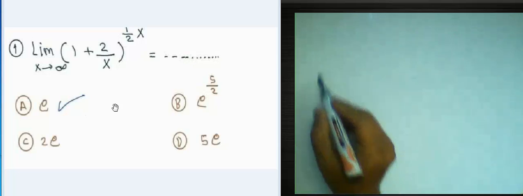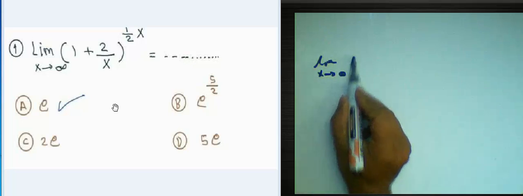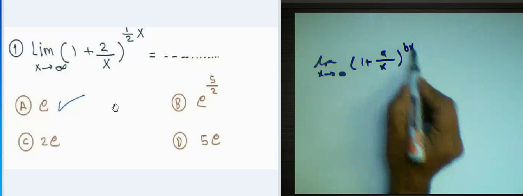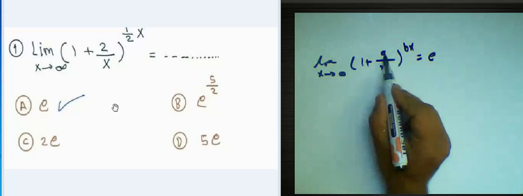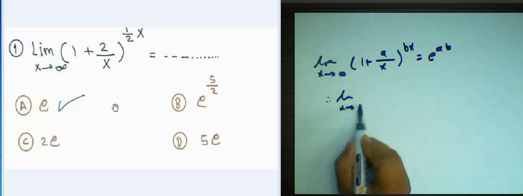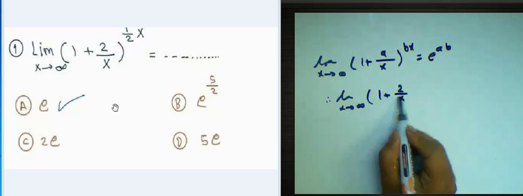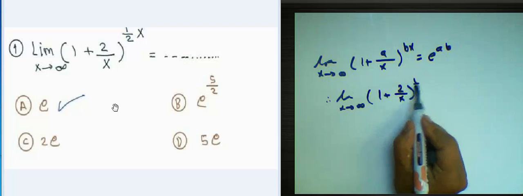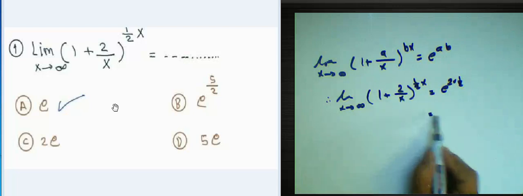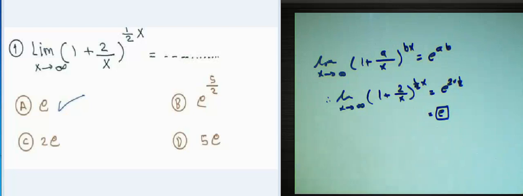We know the limit as x approaches infinity of (1 plus a over x) to the power bx will be e to the power a times b. Then the limit as x approaches infinity of this function, (1 plus 2 over x) to the power half x, will be e to the power 2 multiplied by half, which is e to the power 1. The result will be e. Choose letter E about this example.